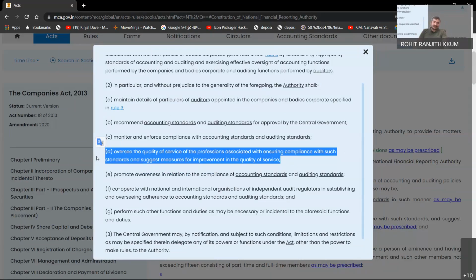So guys, if you look at the functions, isn't one thing clear that NFRA is constituted just to restrict the misconduct done by professionals? It is not to control companies, but to control professionals. First time in history, I think, an institute is made which can particularly control chartered accountants. But actually, it was needed. Trust me.